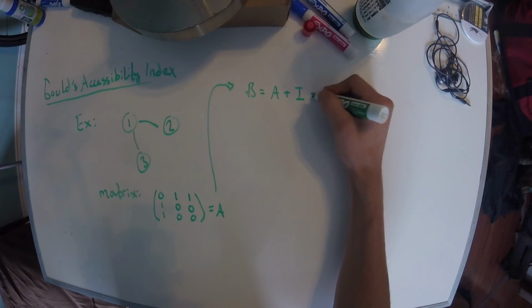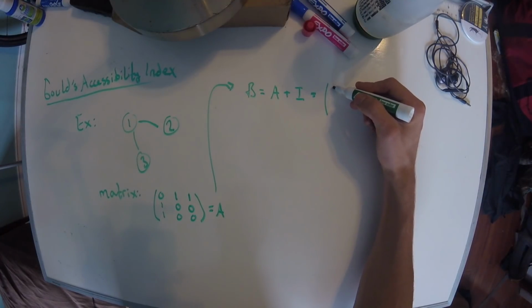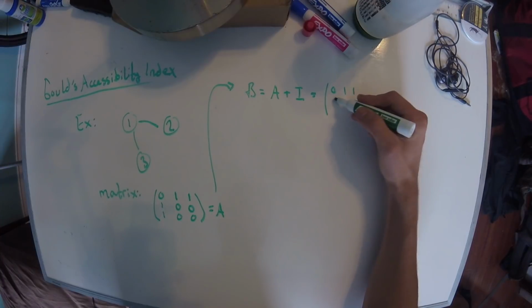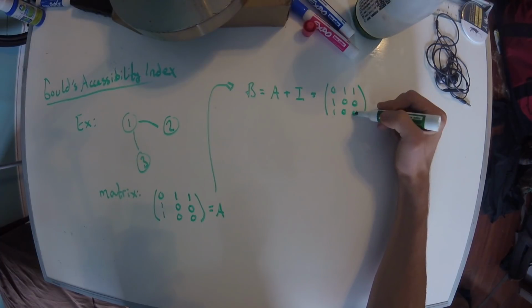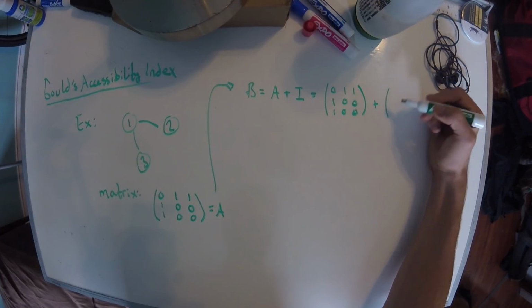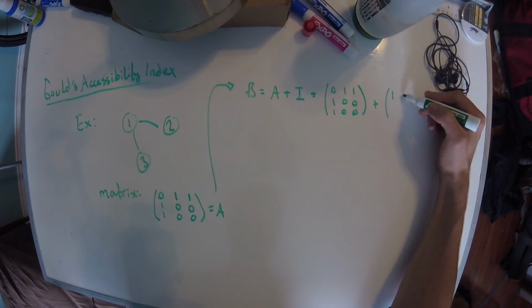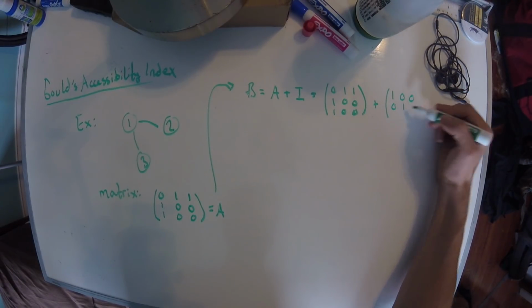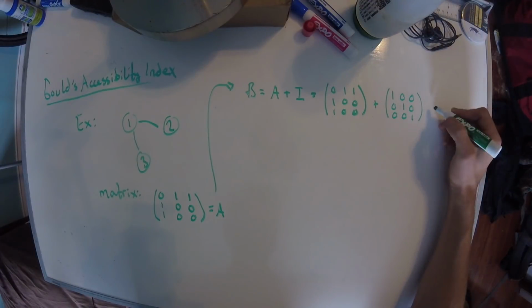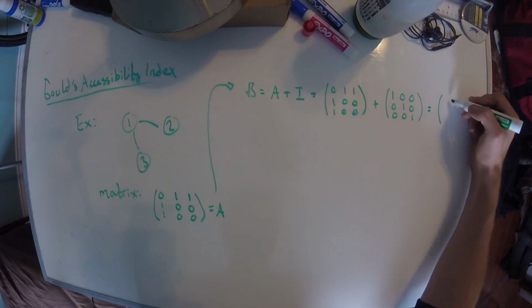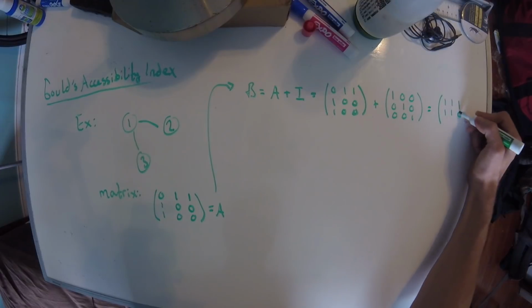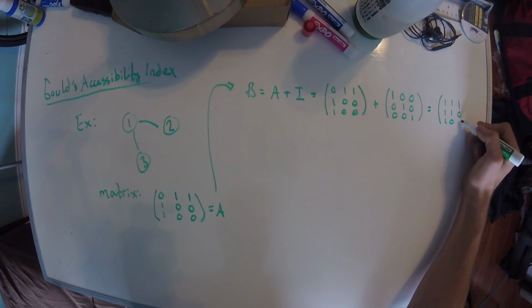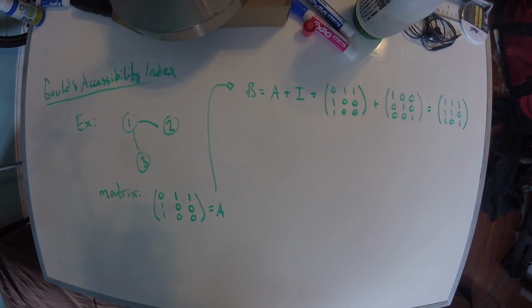Now, what's the identity matrix? I'm just going to rewrite A right here. The identity matrix is just a matrix that has ones on the diagonal and zeros everywhere else. And so what we get when we do this is the same matrix, but with ones on the diagonal instead of zeros. So we're kind of back to where we were when I made the mistake, where we have the same matrix, but we're now putting ones on the diagonals.